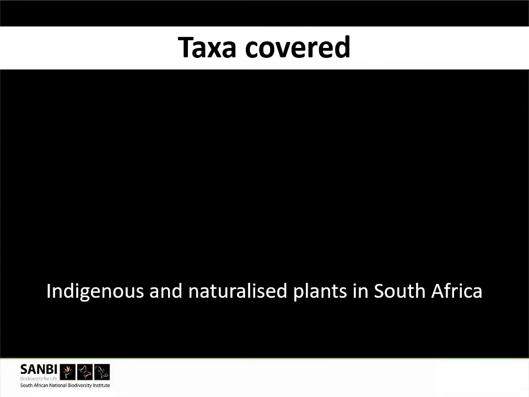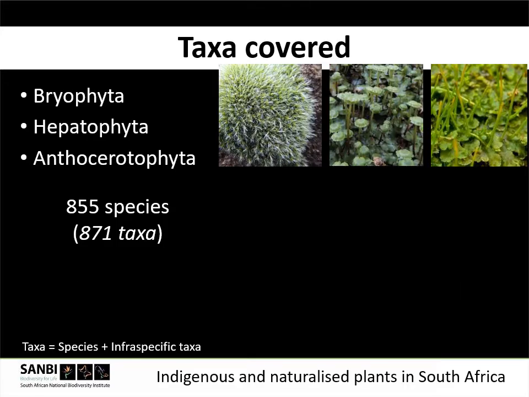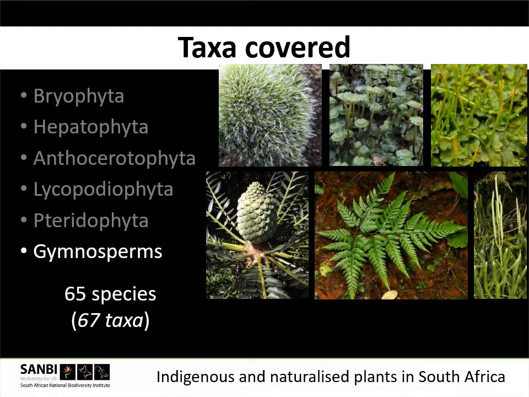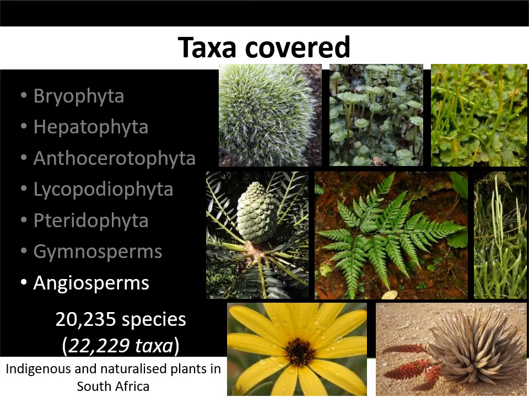The taxon backbone covers indigenous and naturalized plants occurring in South Africa, and groups that are currently covered are the mosses, liverworts and hornworts, the lycophytes and ferns, the gymnosperms, and the angiosperms, and we are in the process of also adding the marine macroalgae.